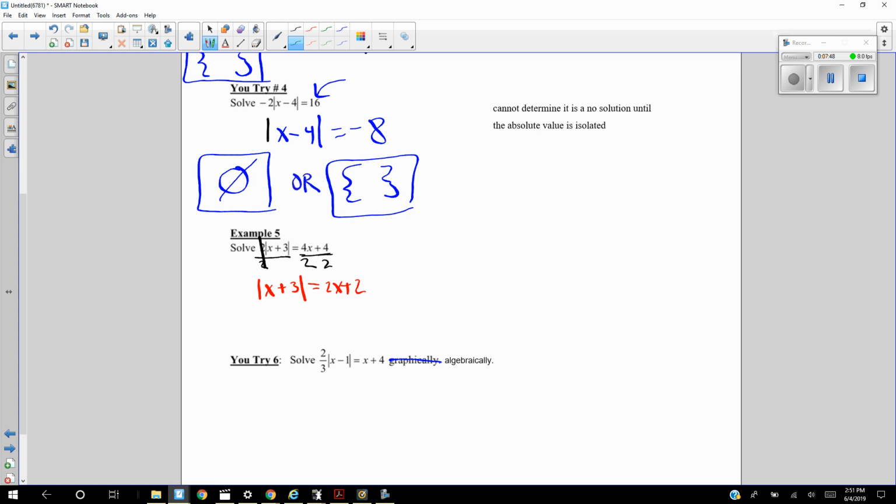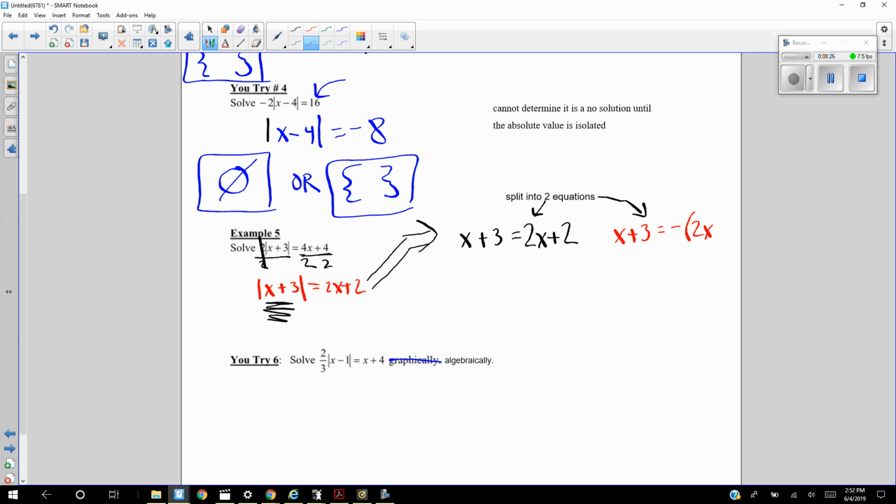But now we're going to split that into two separate equations. And I'm actually going to do it right here since we have a limited space. But I'm going to set x plus 3. Again, the left side never changes. I'm going to set it equal to the positive version of this expression. And the other one, I'm going to do this in red. We're going to set it equal to the negative version of 2x plus 2.